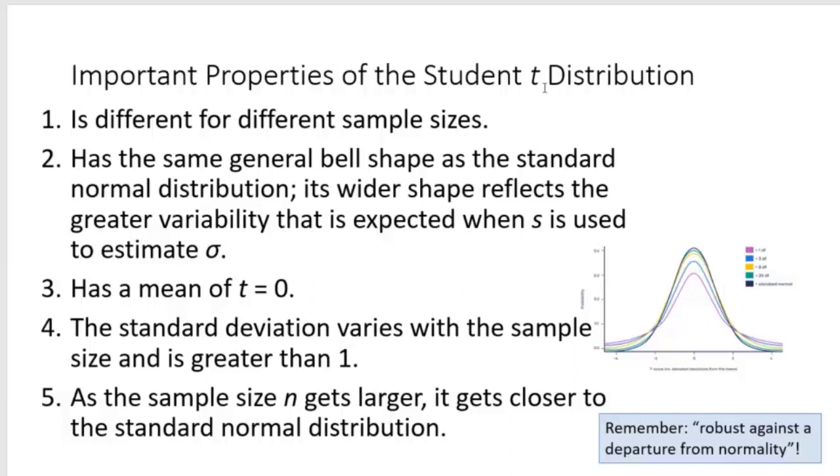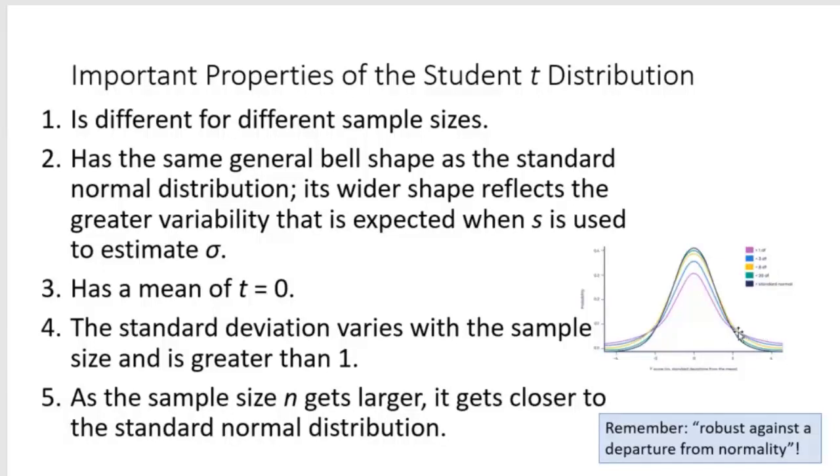So about the t distribution then, it is different for different sample sizes. Okay, you don't always get the exact same thing. That does mean that you cannot memorize or shortcut on finding those critical values. You'll have to recalculate it every time because it depends on your sample size. It does have the same shape as the standard normal distribution.